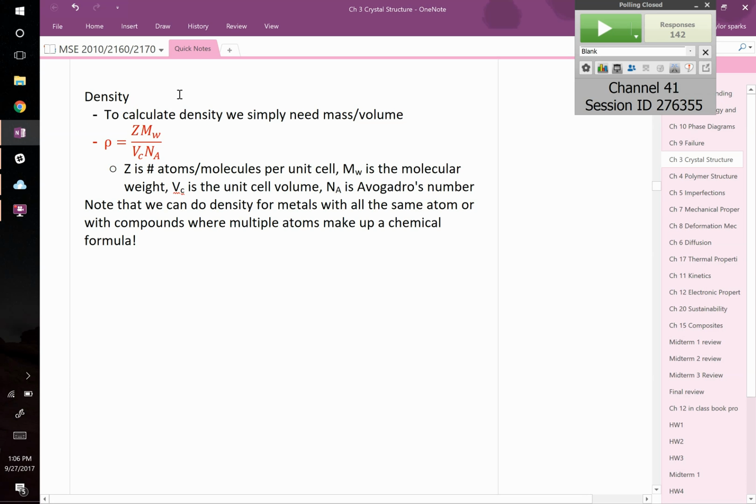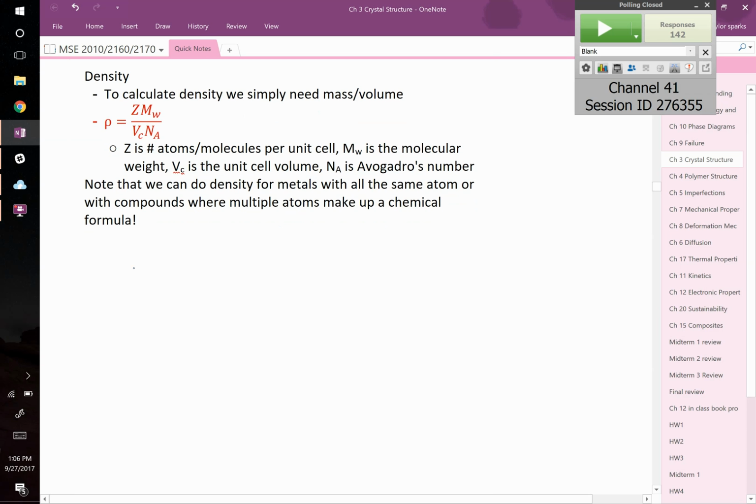M is the molecular weight, VC is the unit cell volume, and NA is Avogadro's number. So let's do it for FCC really quickly. FCC, that's face-centered cubic. Again, that's this one where it's a cube.